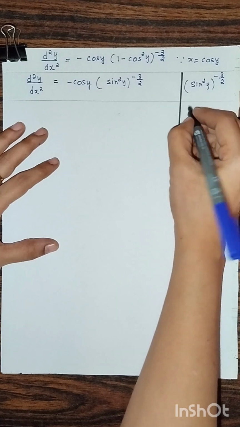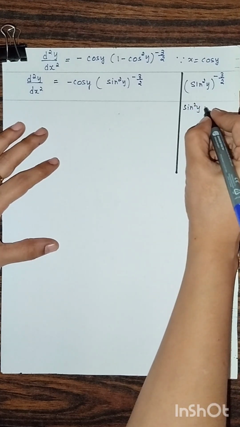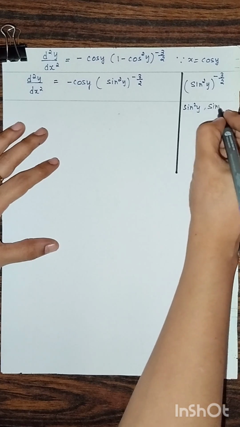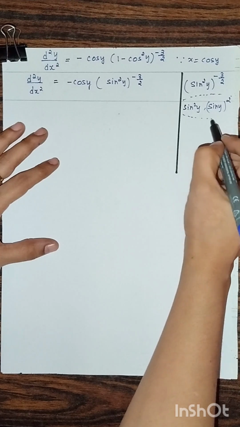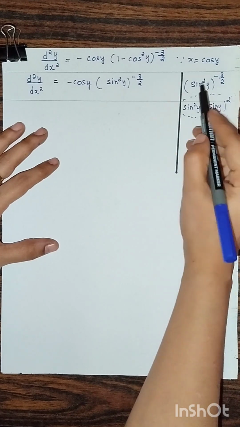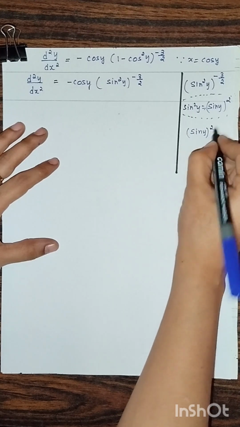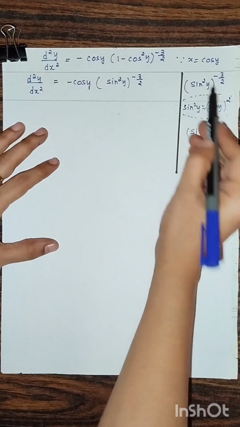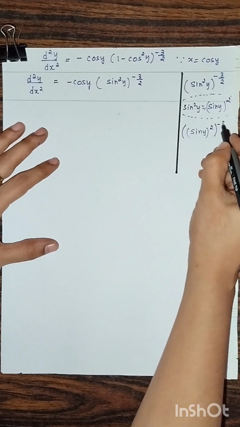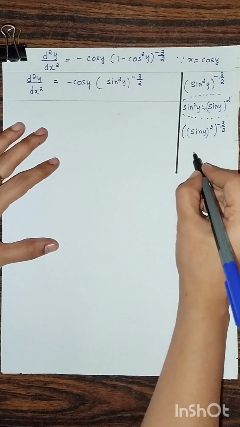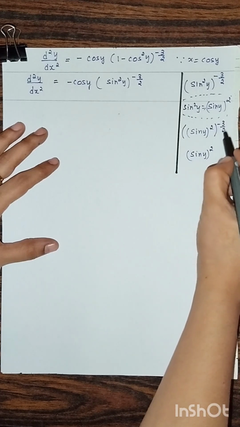Here, sin square y is also (sin y) the whole square, right? Both are the same. So in the place of sin square y, I will write (sin y) the whole square. Now this is raised to minus 3 by 2. Now (sin y) the whole square, here we have 3 by 2.